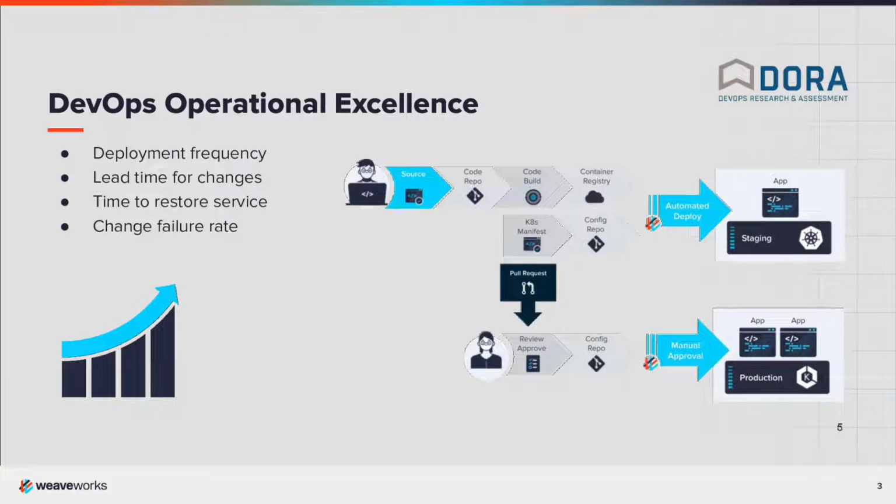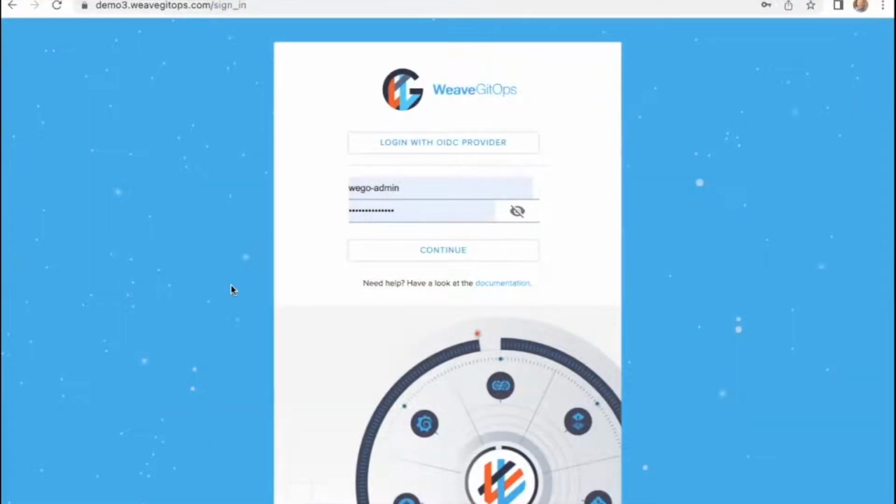Weave GitOps is the GitOps platform providing automation throughout the software delivery lifecycle. Hello, today I'd like to show you our Weave GitOps Enterprise software. This is our commercial offering, to go along with our open source offerings such as Flux, Flagger, and our work on the cluster API for cluster creation.